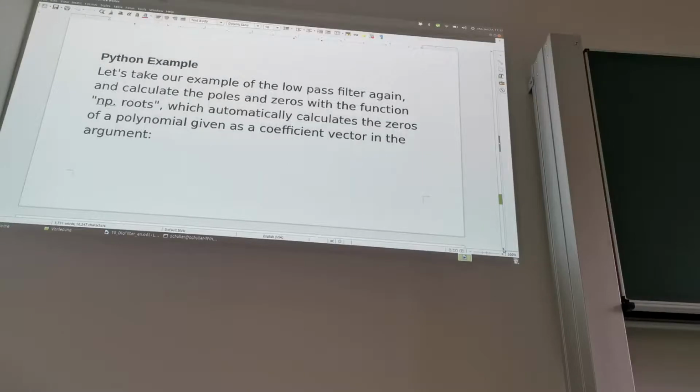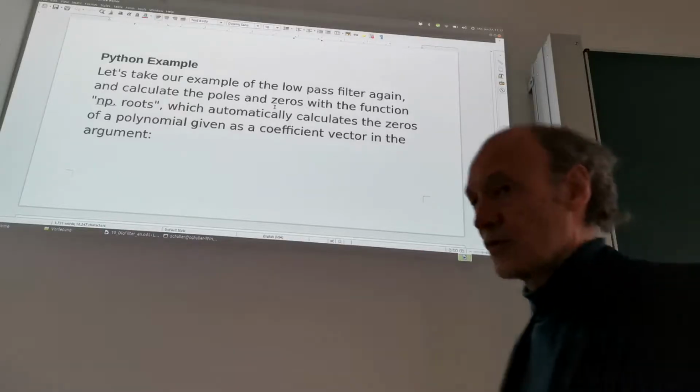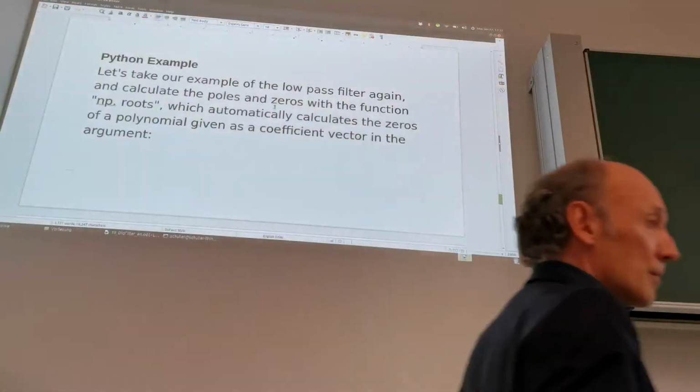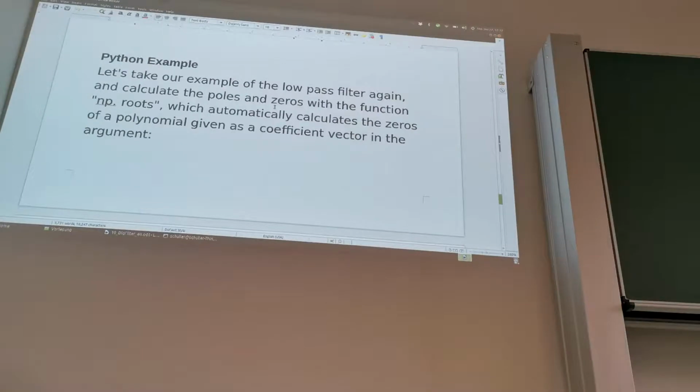So here's a Python example. We can take our example of the low-pass filter again and now calculate the poles and zeros using roots, right? Our function roots in NumPy. So this is very convenient because it calculates those zeros for us. And we just need to give the coefficient vector as argument.